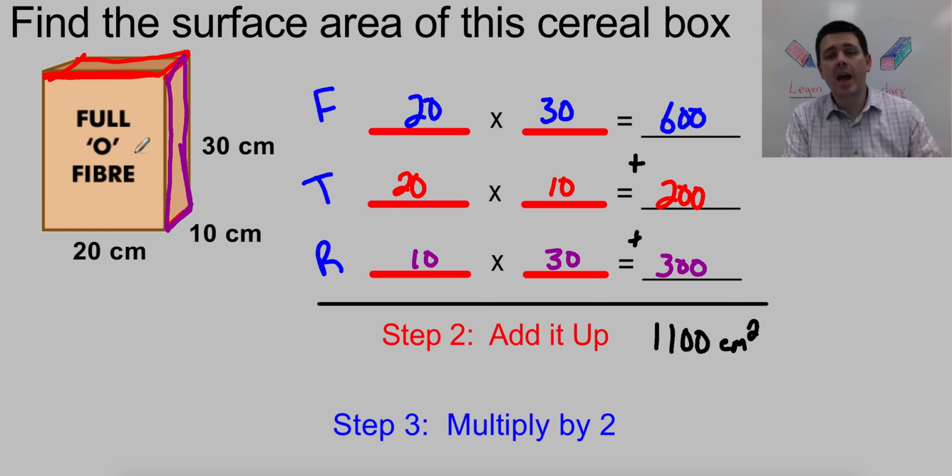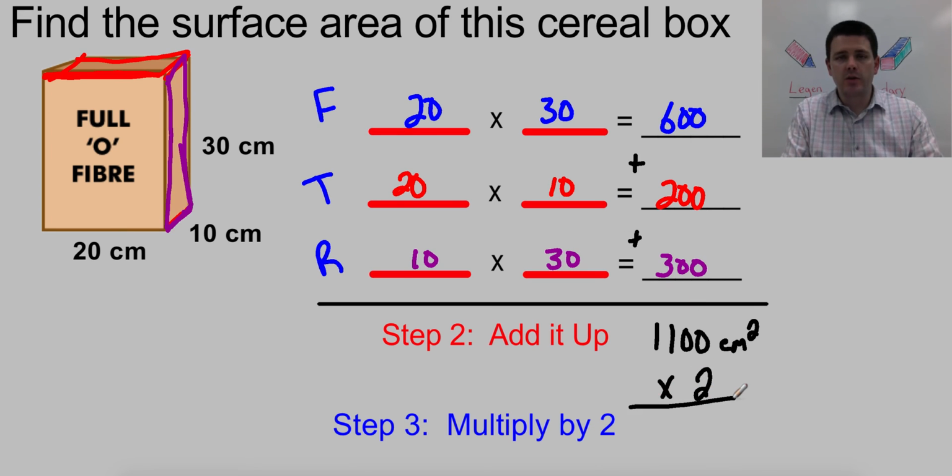But remember, that's only half of it. There's three more sides, all a matching partner of the ones that I've calculated. So now I have to multiply times 2. Don't forget that multiply by 2. You found 3 sides, but we need 6 sides. 1,100 times 2 is 2,200 centimeters squared.